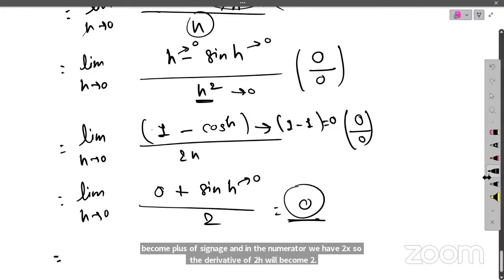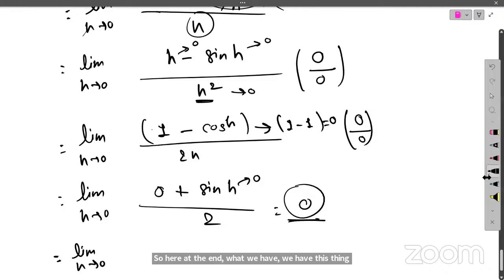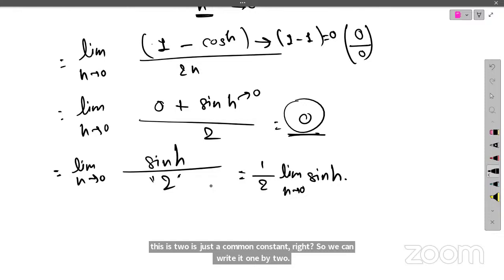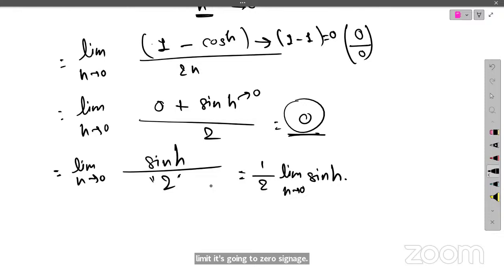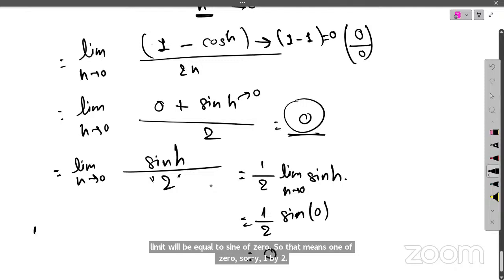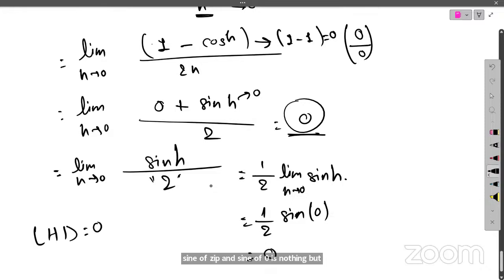So here at the end, we have limit h goes to 0 of sin h upon 2. Right? It's not sin h upon h. So it's sin h upon 2. This 2 is just a constant, right? So we can write it as 1 by 2 times limit h going to 0 of sin h. But we know that sine is a continuous function, so this limit will be equal to sine of 0. So that means 1 by 2 times sine of 0, and sine of 0 is nothing but 0. So that's why the left hand derivative is equal to 0. And similarly, you can compute the right hand derivative, that will also be equal to 0. So that's why the function is differentiable.